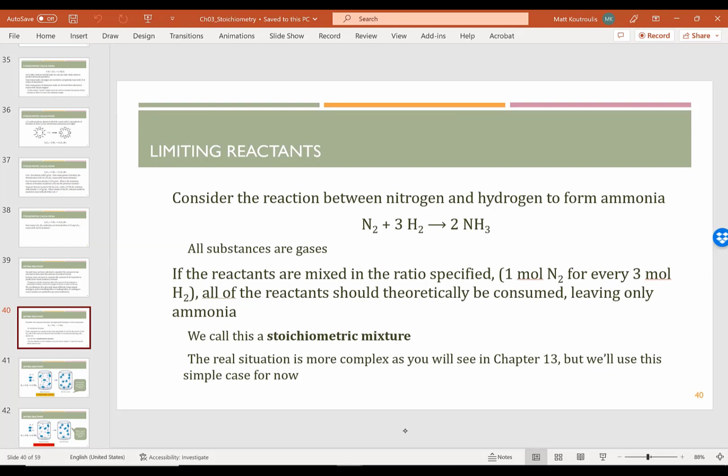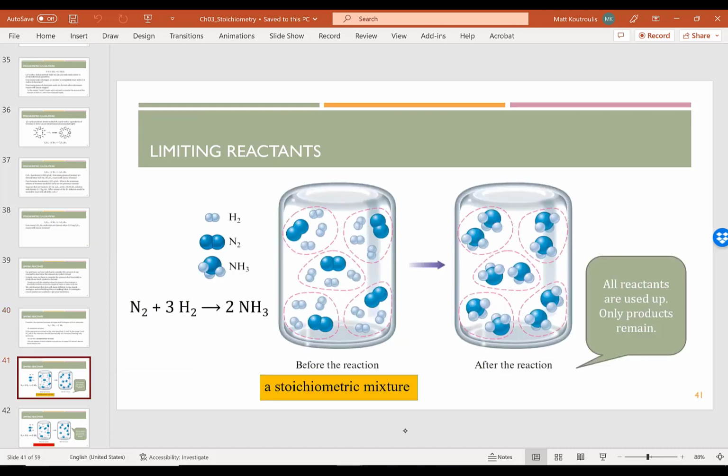What if I used 50 moles of nitrogen and 3 moles of hydrogen? That's not stoichiometric. That means I'd have a lot of nitrogen left over. Nitrogen is in excess. So let's take a look at a stoichiometric mixture from the textbook.